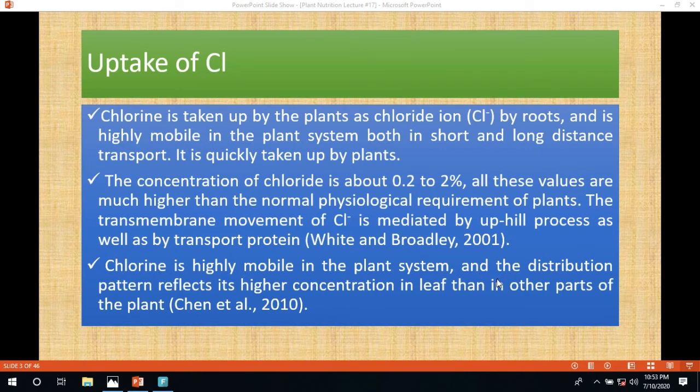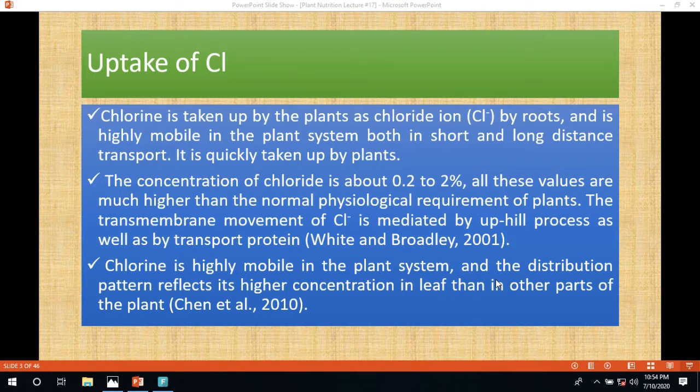Chlorine is taken up by the plants as chloride ion by roots, and it is highly mobile in the plant system, both in short and long distance transport. It is quickly taken up by the plants. The concentration of chloride is about 0.2 to 2%. All these values are much higher than the normal physiological requirement of the plants.